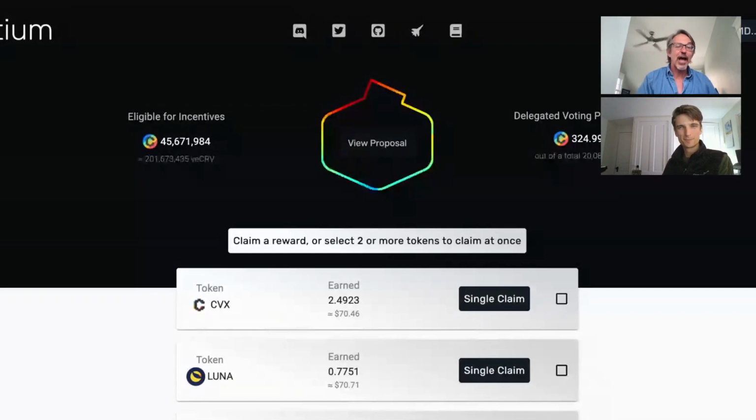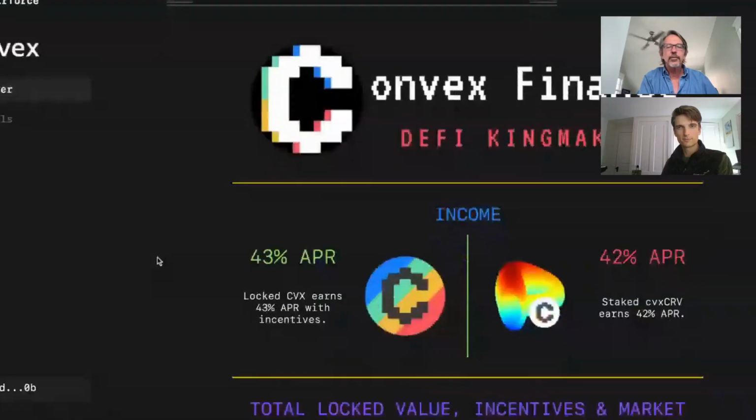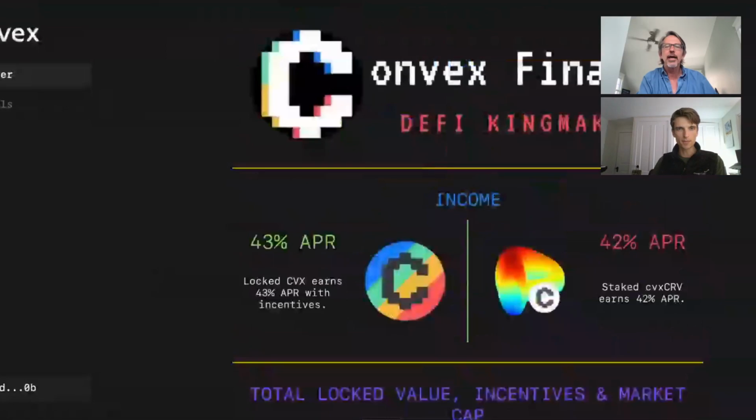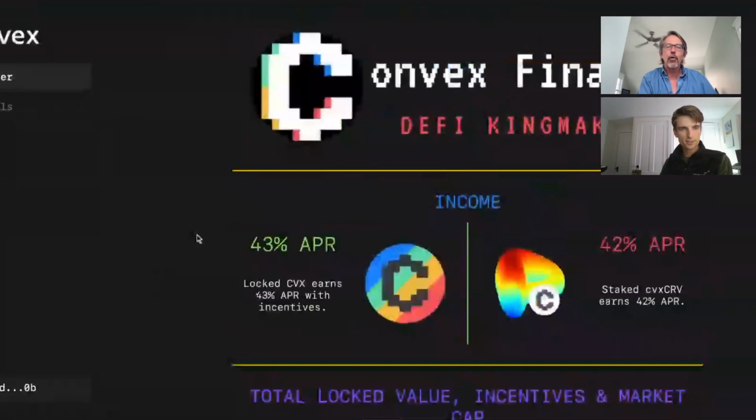The next iteration, which I think is the coolest part, and I'll switch to it, is called the Llama Air Force. Curve has the llama as their meme, right? So let me see here. Let's try to switch this over. The Llama Air Force. There we are. Can you see that? Convex Finance, DeFi, Maker. Yes. And I'll go ahead and roll through this.